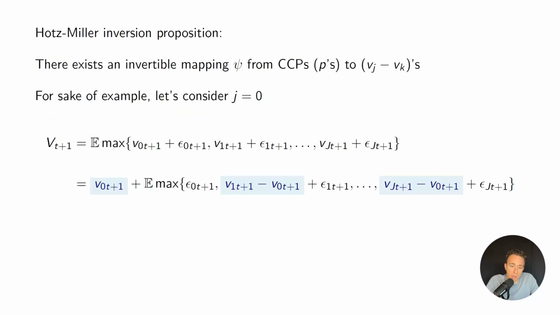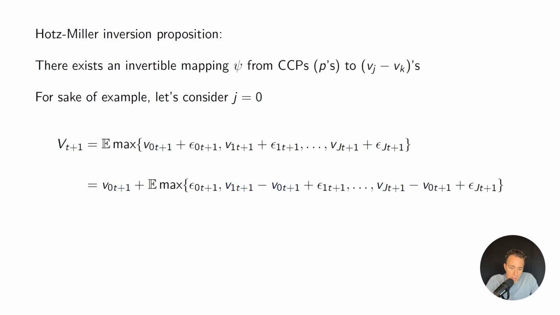And what we can do is pull this v_{0,t+1} out of the Emax because it's not random. The thing that we're taking the expectation over is the epsilons, not the v. And then we can just subtract v_{0,t+1} from every component of this maximization. So this is just simple algebra. I'm rearranging terms. So we get this equivalence between these two lines just by bringing the v_0 term out.